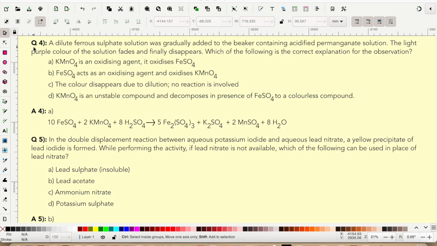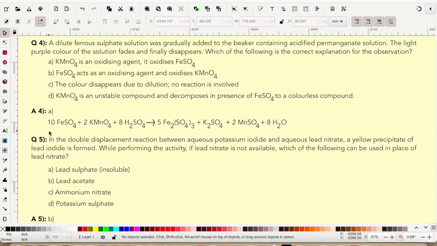Fourth question, a dilute ferrous sulfate solution was gradually added to the beaker containing acidified permanganate solution. The light purple color of the solution fades and finally disappears. Which of the following is the correct explanation for the observation? So these are the 4 explanations given.